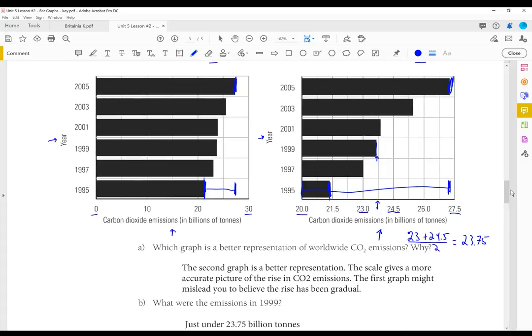Whereas if we look at the first graph here, you could get, again, a general estimate in 1999. It's between 20 and 25, and it's slightly closer to 25. And so you might say 23, maybe you say 24. It depends on what you're looking at. But can you see that the second graph is more accurate?